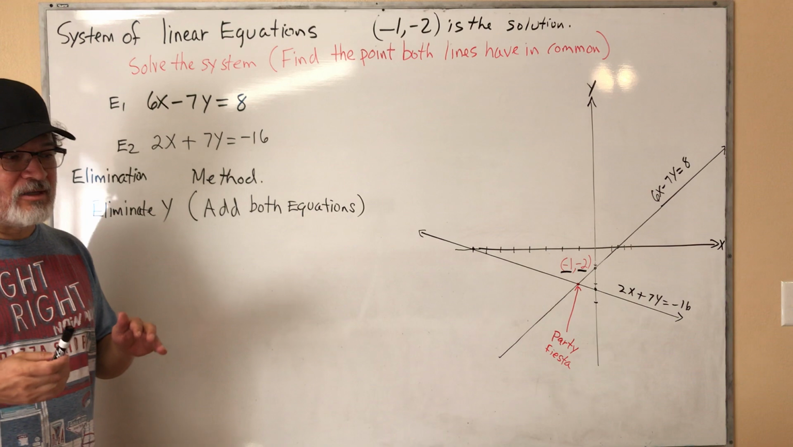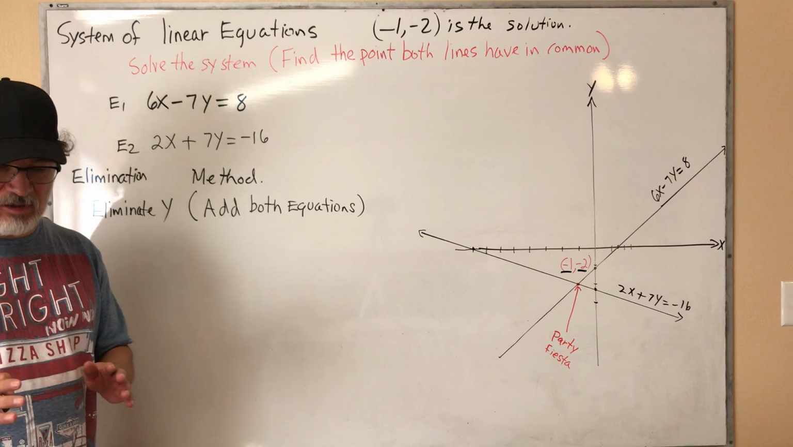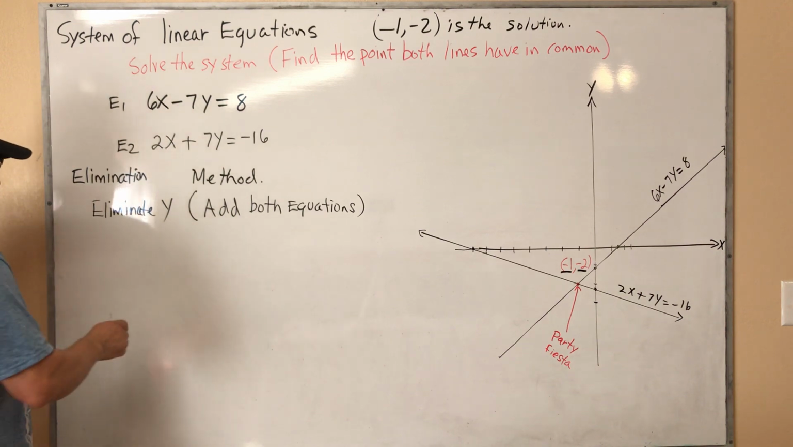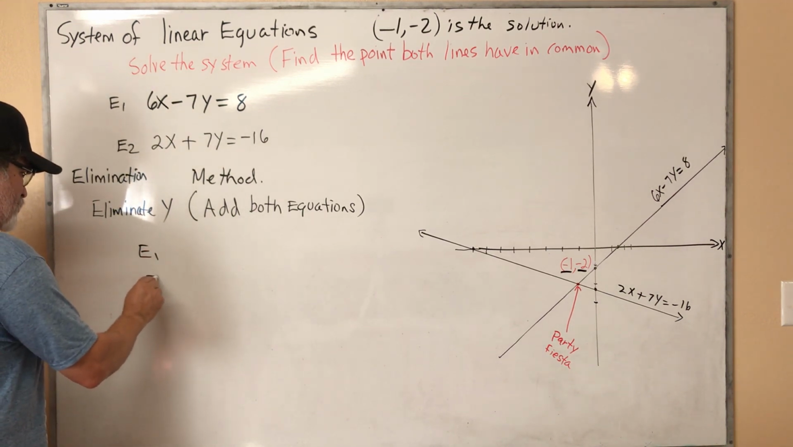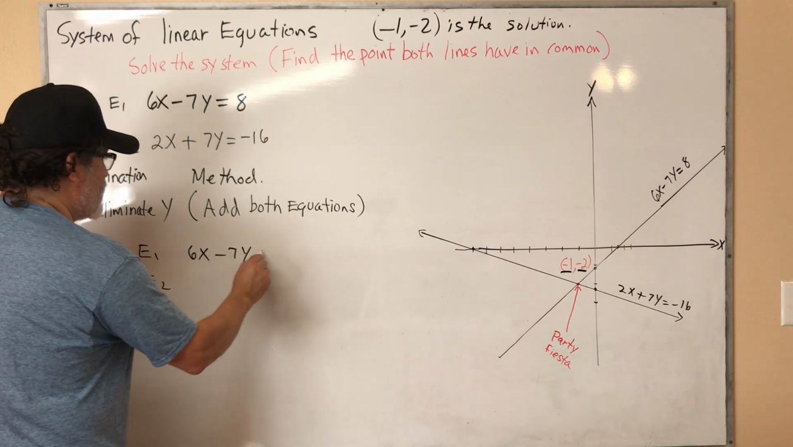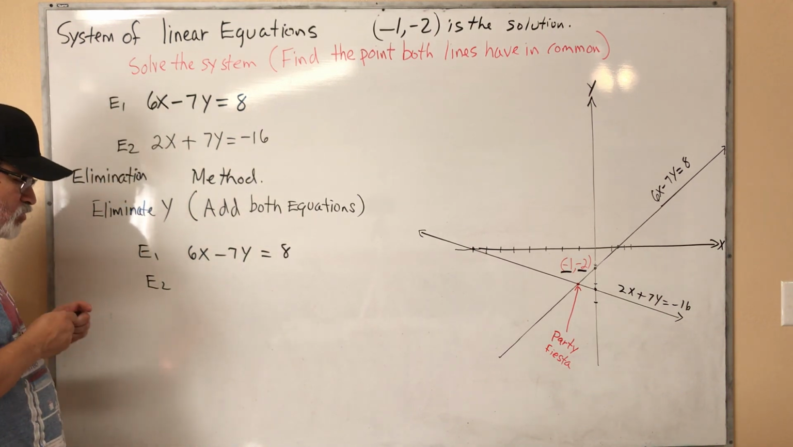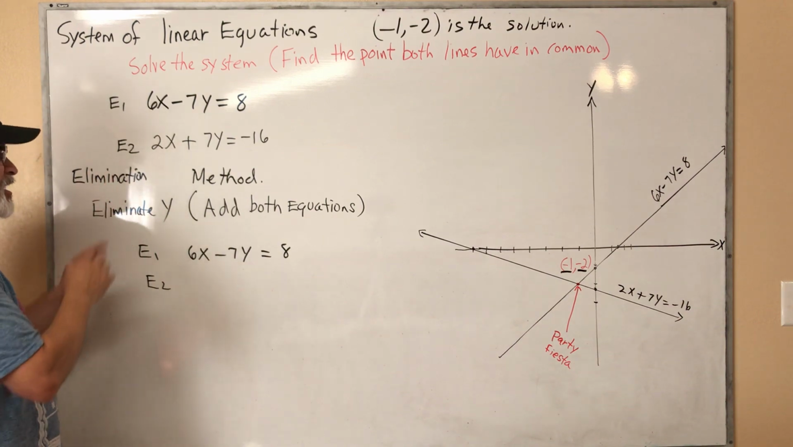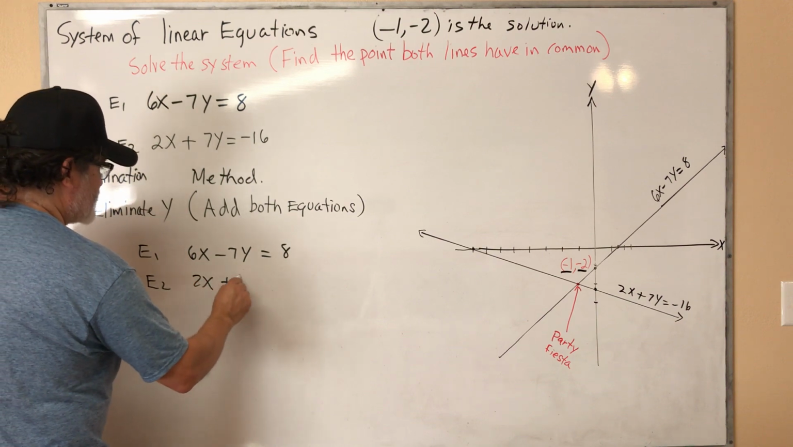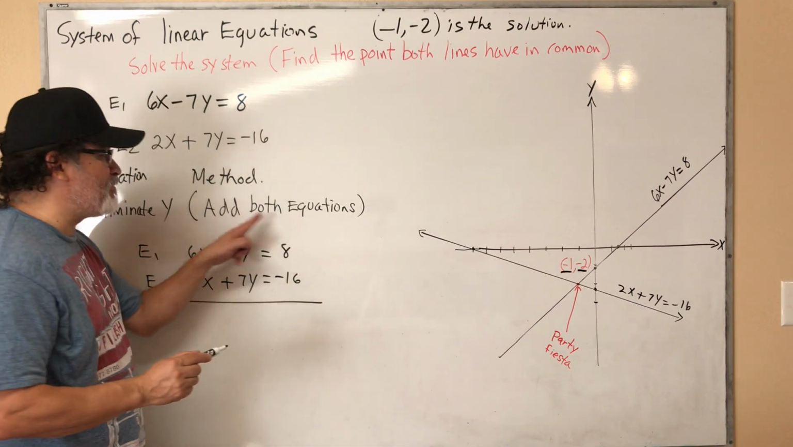You better line up the y terms, and you better line up the x terms, and you better line up the constant terms. They should be lined up vertically. So equation 1 and equation 2, line them up. 6x minus 7y equals 8. Okay? Sometimes you have to do a little bit of work to line them up. Not in this case. Equation 2 is 2x plus 7y equals negative 16. Add them up. That's what it says. Add both equations.